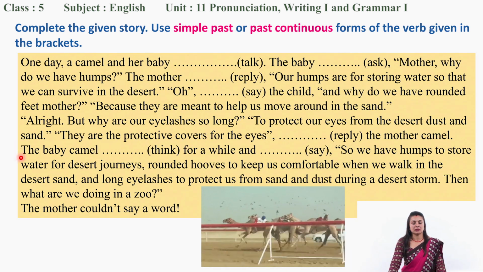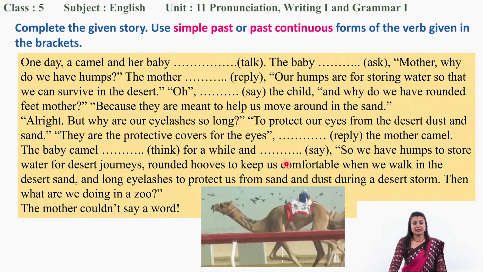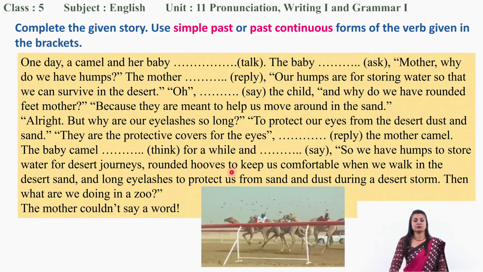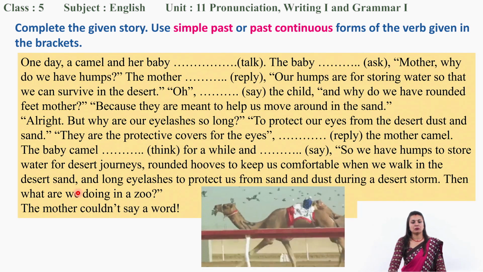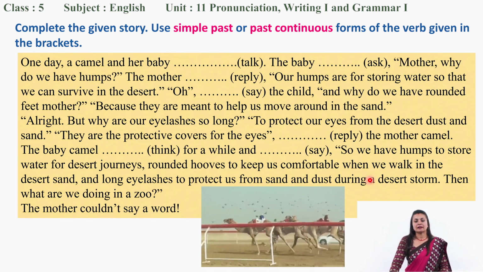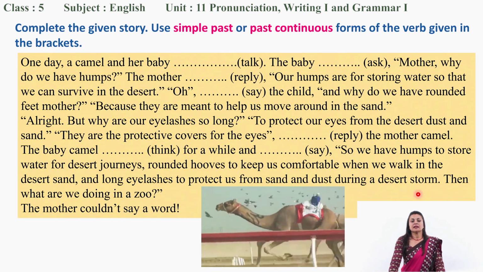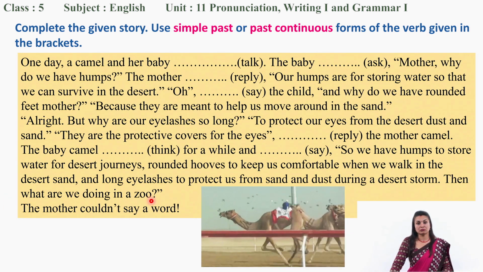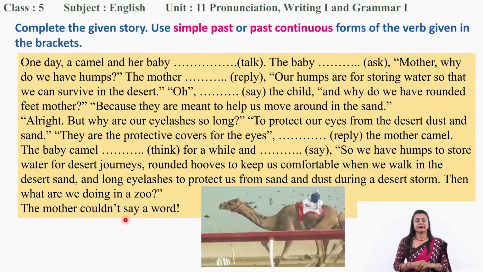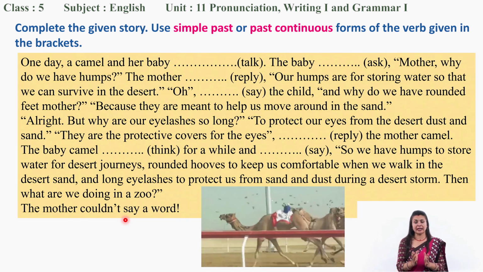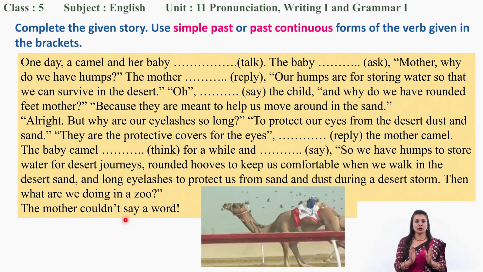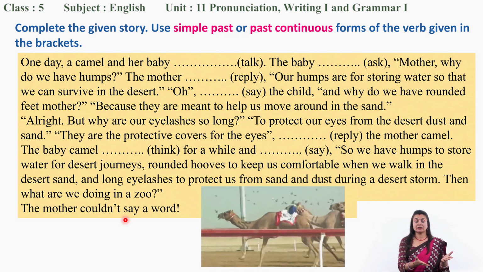Replied the mother camel. The baby camel think for a while and say, "So we have humps to store water for desert journeys, rounded hooves to help keep us comfortable when we walk in the desert sand, and long eyelashes to protect us from sand and dust during a desert storm. Then what are we doing in a zoo?" The mother could not say a word. So this paragraph is about a camel, and so now you have to again put the correct form of the verb, as in simple past or past continuous, like the previous paragraph.